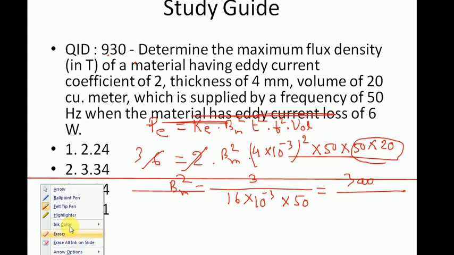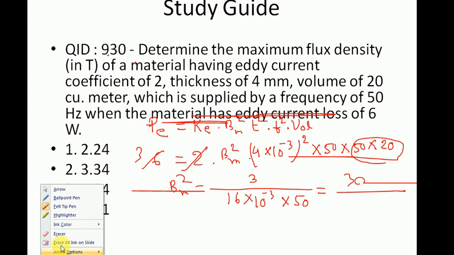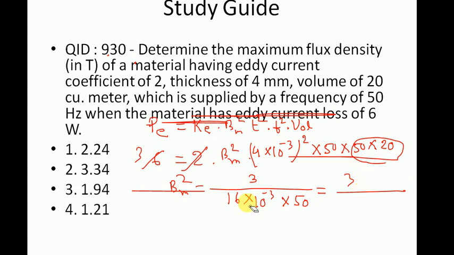Let me erase all this once again. Now 5 into 160, that is 800. If I eliminate this 20, this is eliminated. So 30 by 8 will be 3.75. Now Bm square is 3.75.